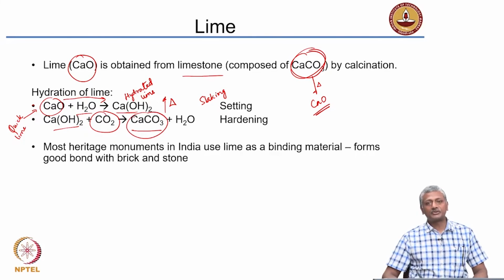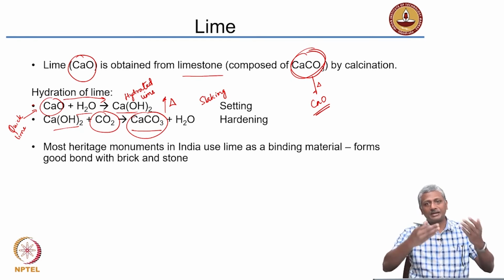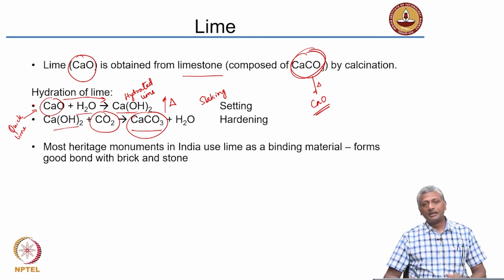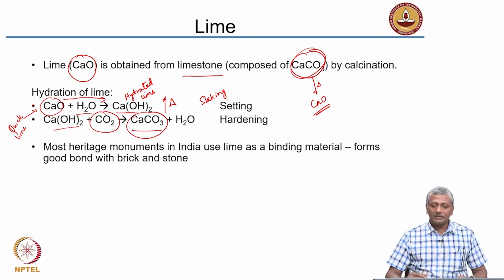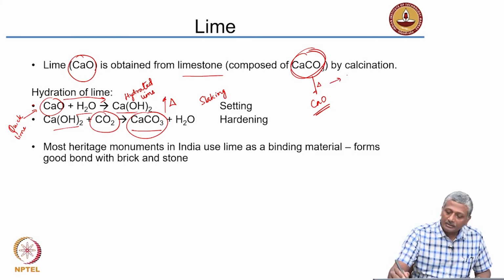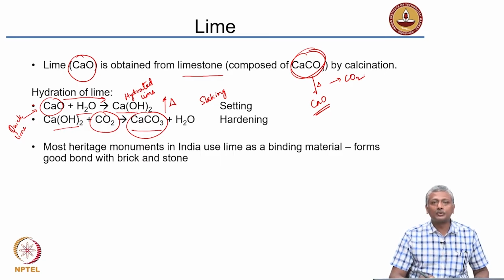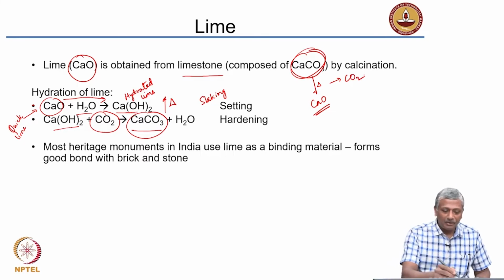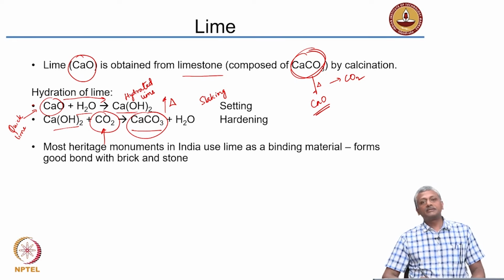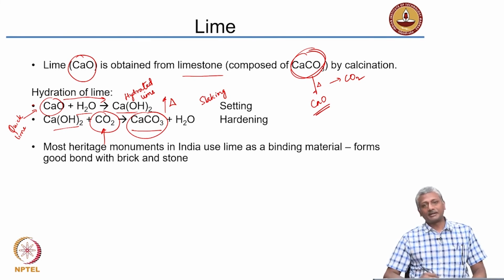That's very interesting. So we started with CaCO3 and we reformed CaCO3. Now, this is the advantage with using lime. What's happening here? Although we are emitting CO2 while making the lime, we are reabsorbing the CO2 during the process of hardening. And that's a very important thing for you to remember.